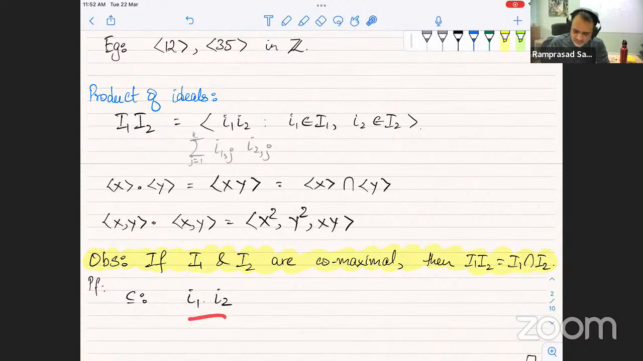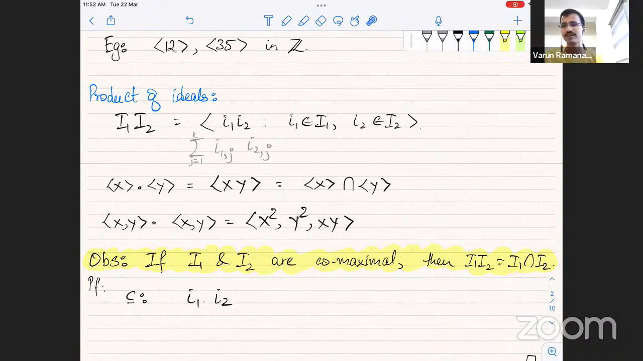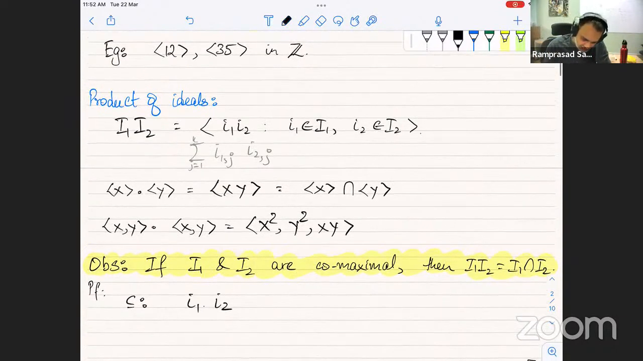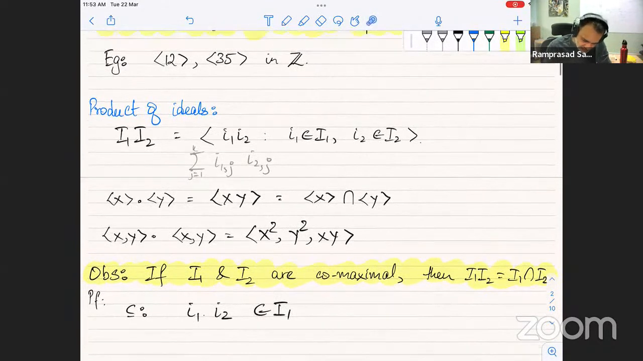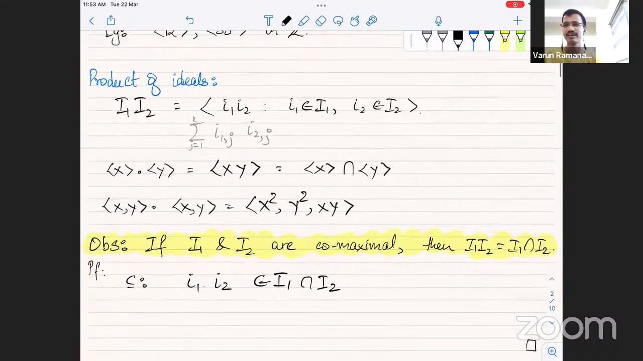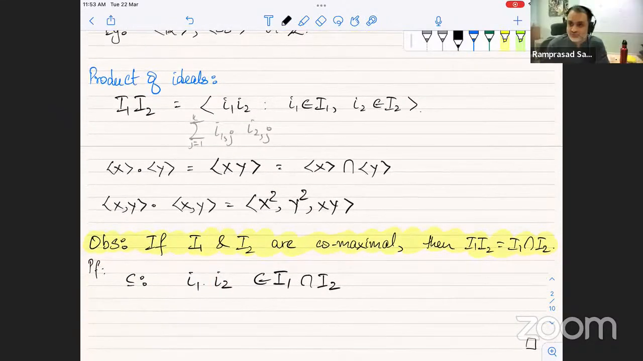Okay, why is this present in I1 firstly? I mean, it's i1 times i2, so it's i1 times something. The ideal has the property that i1 times something is in I1. So this is certainly present in I1, and it's also present in I2 because it's like i2 times something. Therefore it is present in both I1 and I2, so it's present in I1 intersect I2. Here we didn't need co-maximality. Yeah, exactly, we didn't use co-maximality at all. So one containment is true for all ideals. It's the other containment where we should use co-maximality.